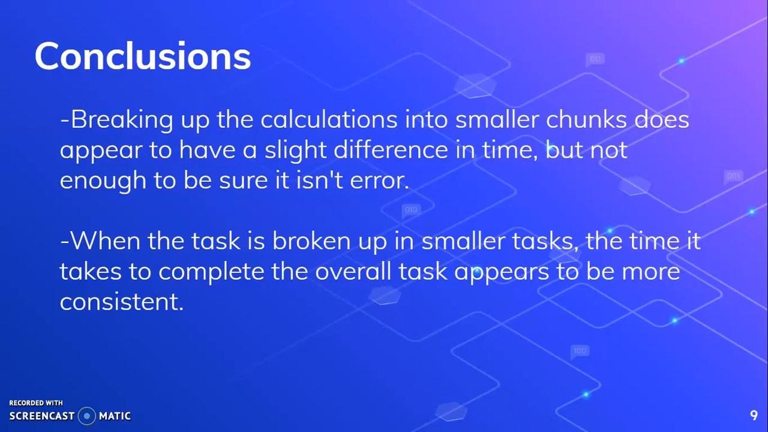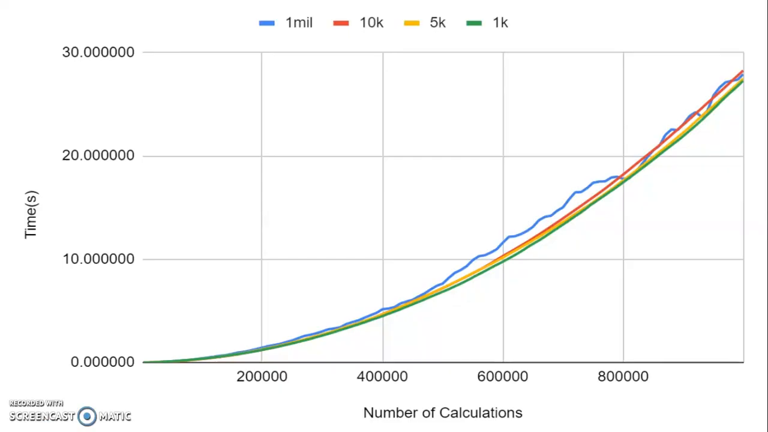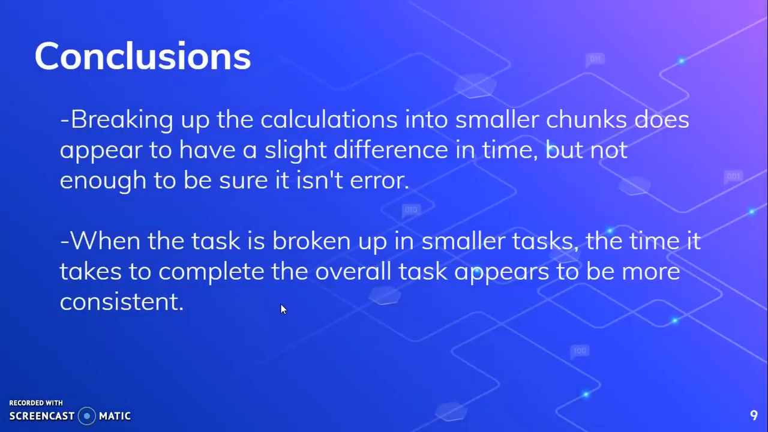In conclusion, breaking up the task into smaller chunks does appear to have a slight difference on how long it takes to do it, but the difference is not enough to be sure it's not error. And when the task is broken up into smaller tasks, the time it takes to complete the overall task does seem to be more consistent, because if we go back to the graph, the blue line is very wobbly, that's no chunking, but when you get to the three that are chunked, it does appear to have a more consistent trend line. And that's my presentation.